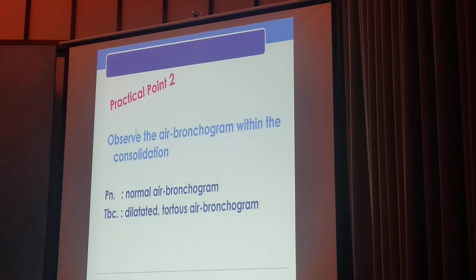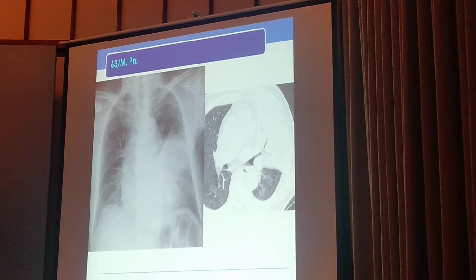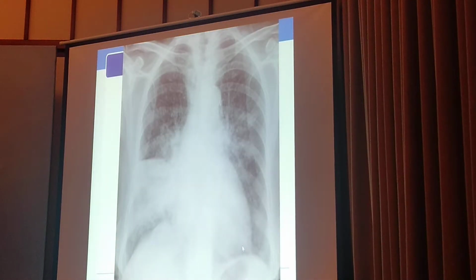Practical point 2: observe the air bronchogram within the consolidation. In pneumonia, usually the air bronchogram is normal, but in tuberculosis, the air bronchograms show slight dilatation and a tortuous appearance. This case shows left upper posterior segmental homogeneous increased opacity. CT shows consolidation with air bronchogram within it, but the air bronchogram has a normal appearance. So in pneumonia the air bronchogram is normal.